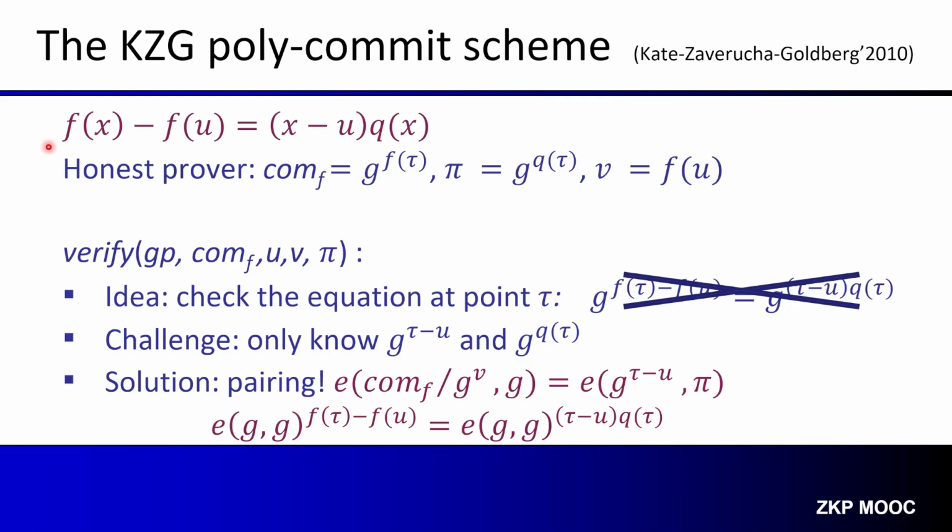And finally, if the prover is honest, this pairing equation should hold: e(g,g) to the power of f(tau) minus f(u) should equal e(g,g) to the power of (tau minus u) times q(tau). This is essentially checking this equation at the secret point tau. And that completes the description of this entire KZG polynomial commitment scheme.